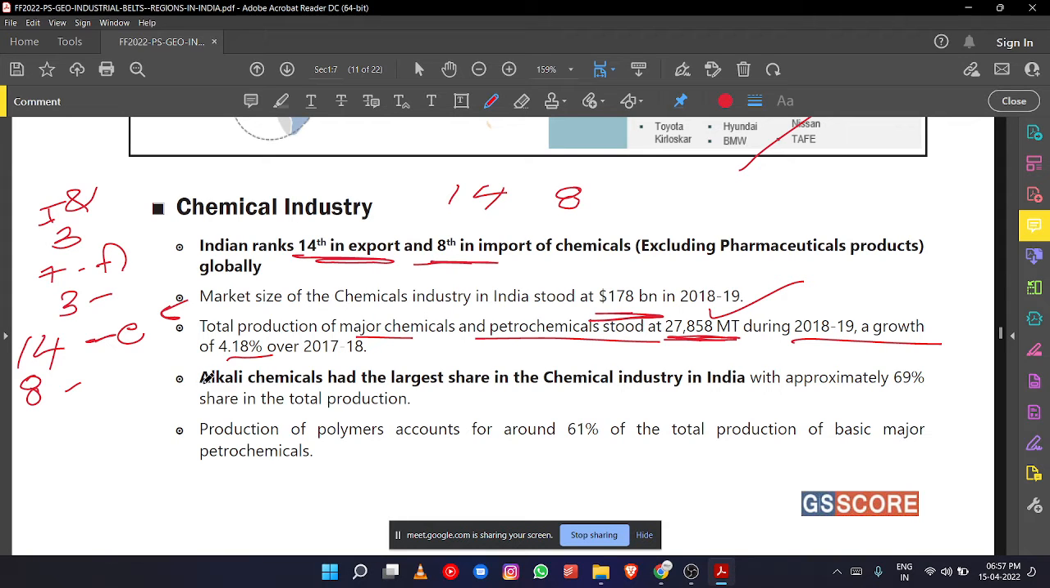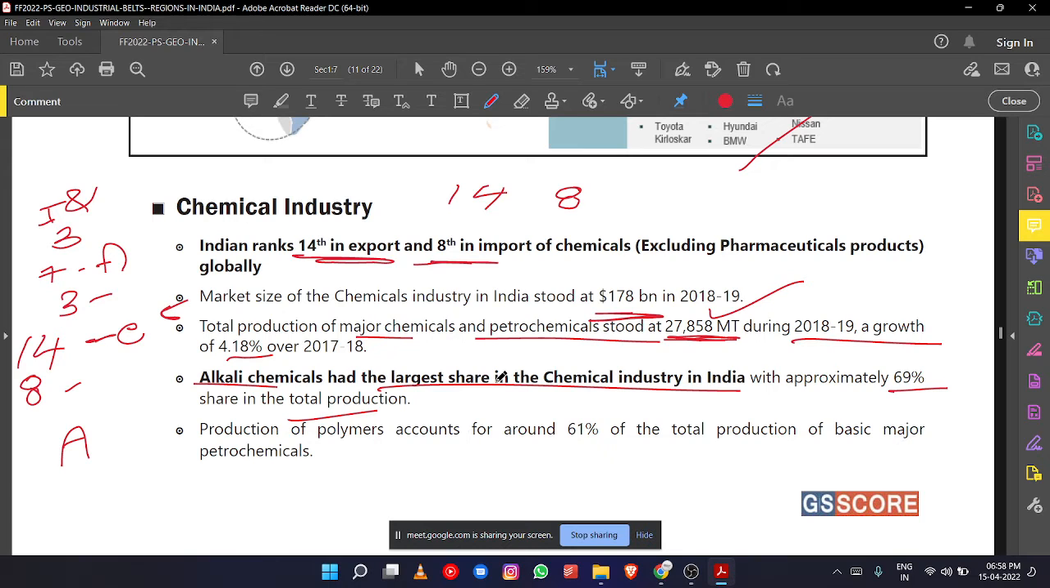Alkali chemicals have the largest share. There are alkali chemicals, basic in nature, and acidic chemicals. Alkali chemicals show approximately 69% of the total production, because alkali chemicals are used in many products such as detergents, soaps, dishwashing chemicals, and many industrial chemicals also use alkali bases.